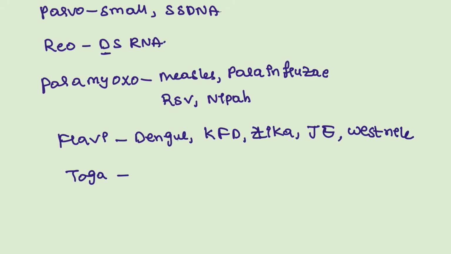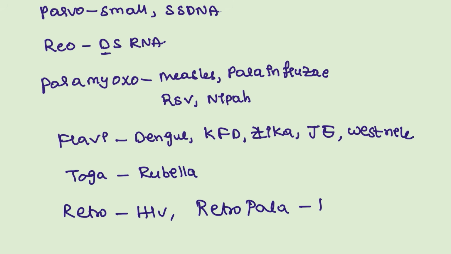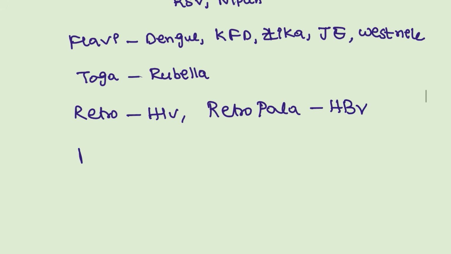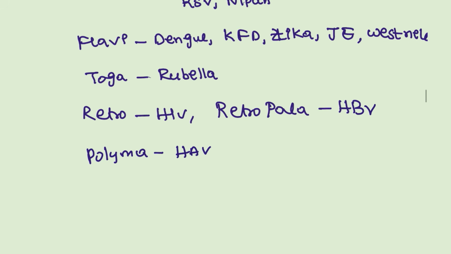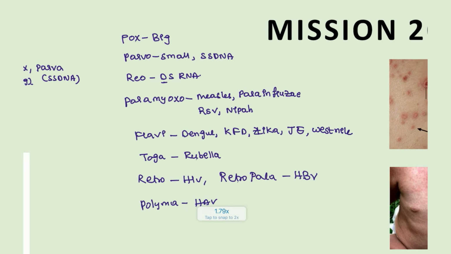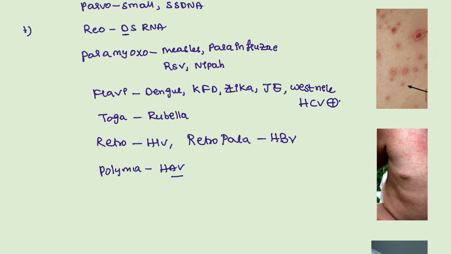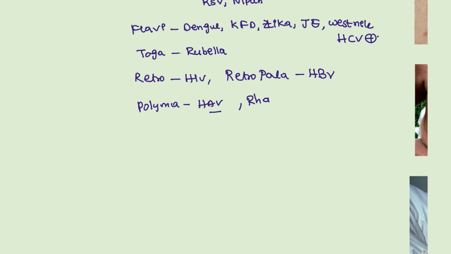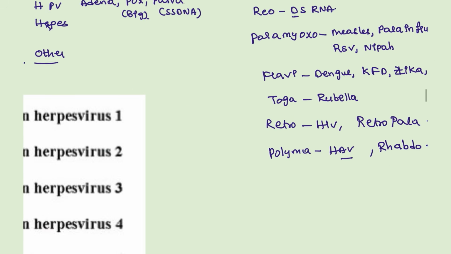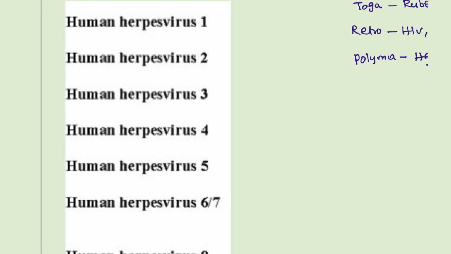Togaviridae is for rubella, retrovirus is for HIV, and the family for HPV is papilloma, polyoma, and for HAV it is picornavirus, commonly associated. And in the flaviviridae, we also have the HCV virus. Rhabdo is for rabies viruses.